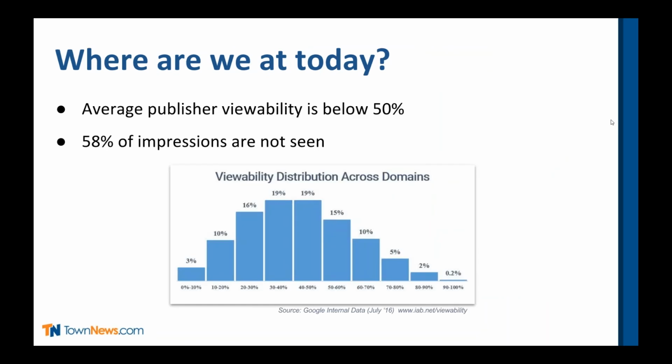So this slide tells us a little bit about where we are today. Overall, average publisher viewability is below 50%. The majority, 58% of impressions, are not seen. What we are seeing is that the industry overall is still trying to catch up.